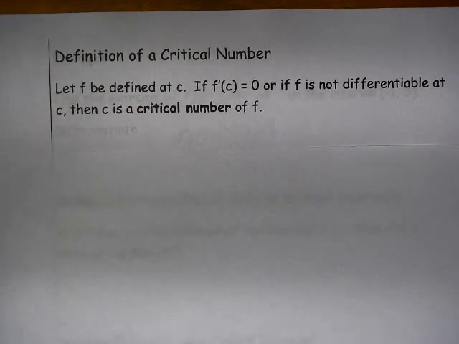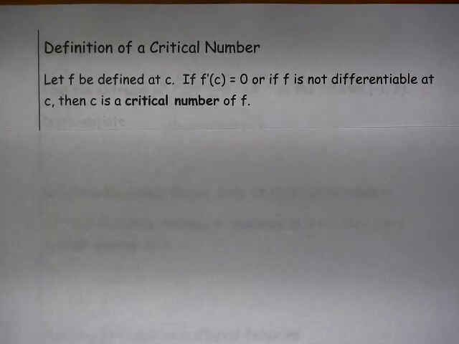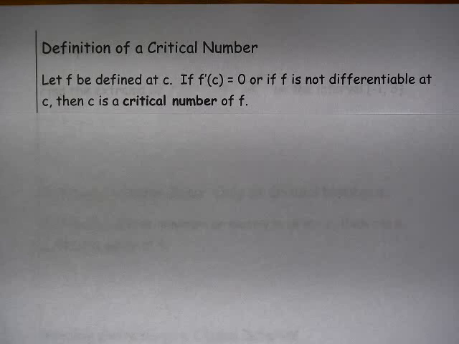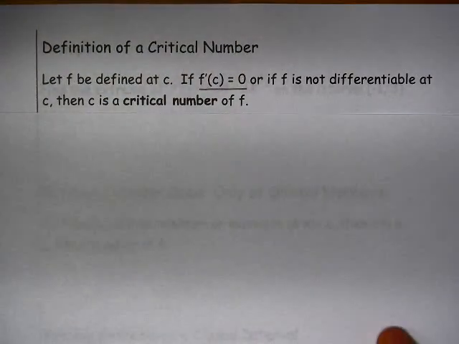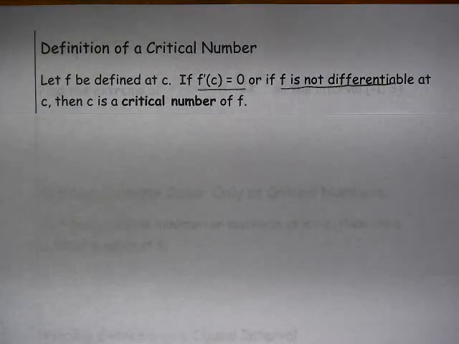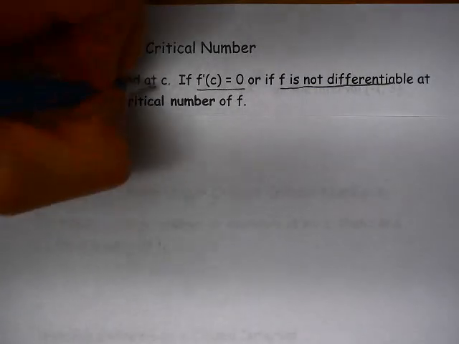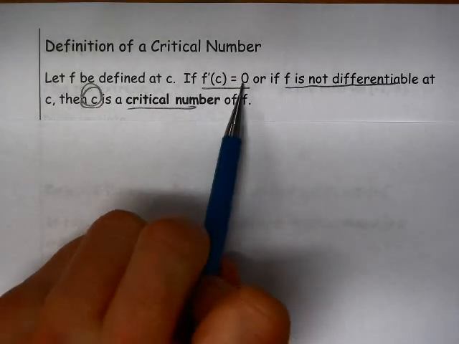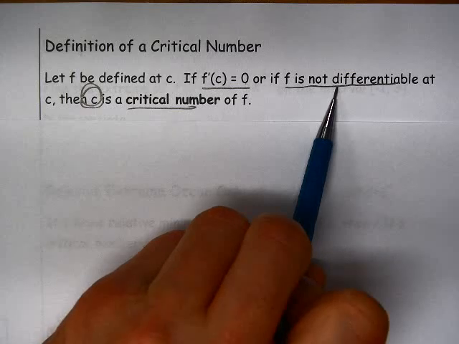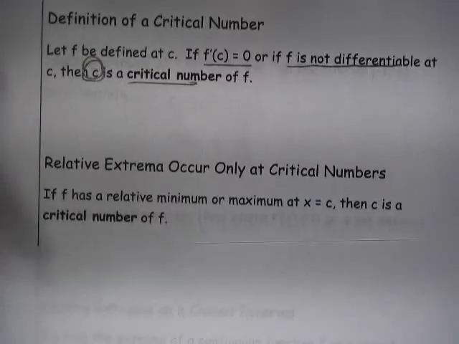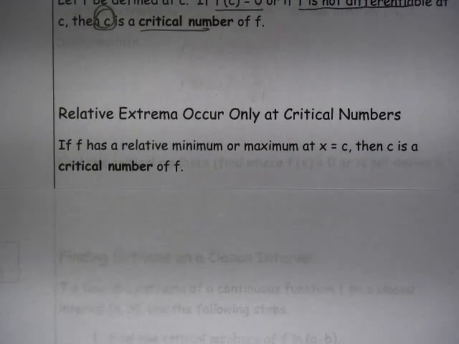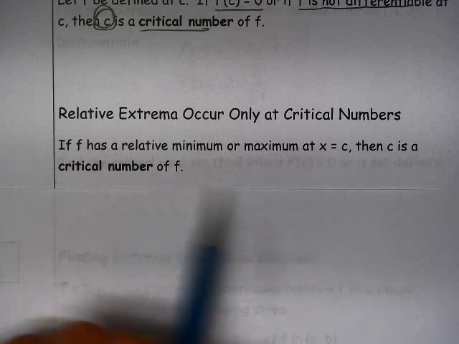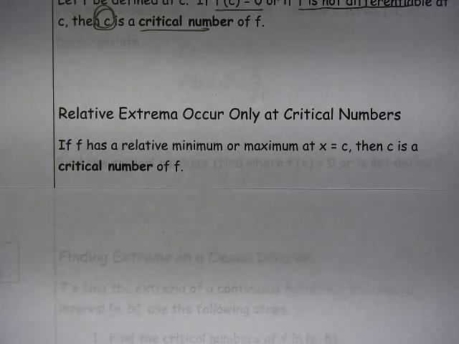So that brings us to this definition of a critical number. A critical number is a place where there's a possibility that we're going to have a relative or absolute maximum or minimum. So if the derivative is equal to zero, or the derivative doesn't exist, if f is not differentiable, then that x value is considered a critical number. The c itself is considered the critical number of f. So the x values that produce a zero derivative or an undefined derivative give us a critical number. And these critical numbers, therefore, lead us to possible maximums and minimums. So if f has a relative maximum or minimum, then c is a critical number. So that's the only place that our relative maximums and minimums can occur.